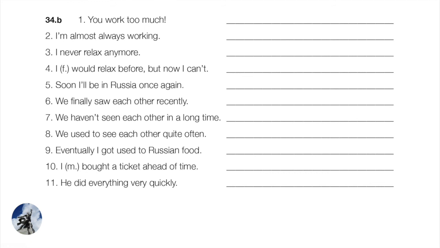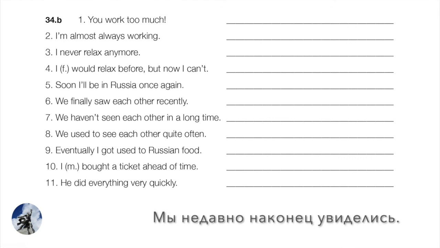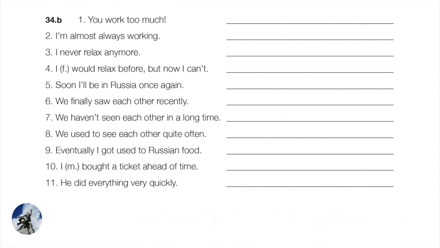Number 6, we finally saw each other recently. Okay, finally, наконец. Мы, наконец, увиделись. Remember that reciprocal action. Мы увиделись. We saw each other. Recently, недавно. Наконец, мы недавно увиделись. Or виделись, you could also say here, meaning you got together, you met up or something.